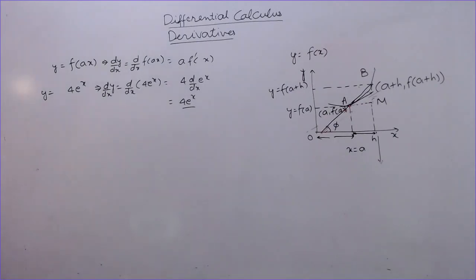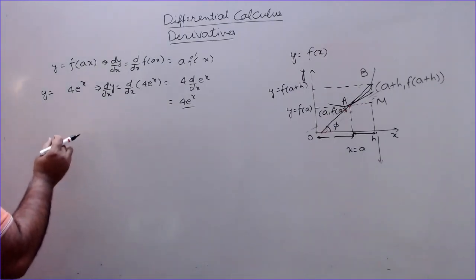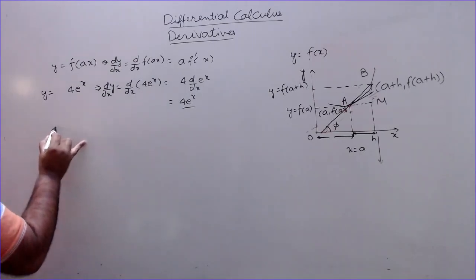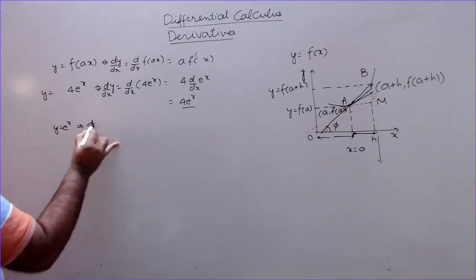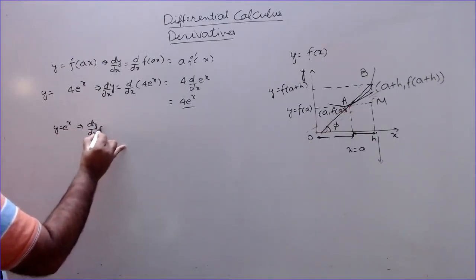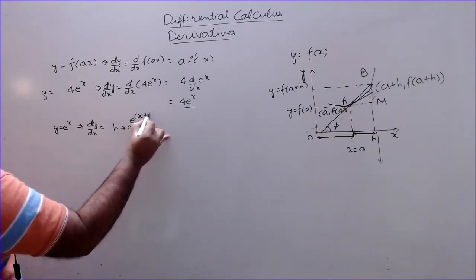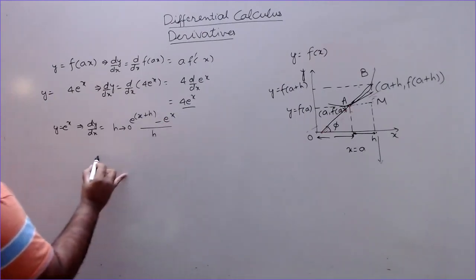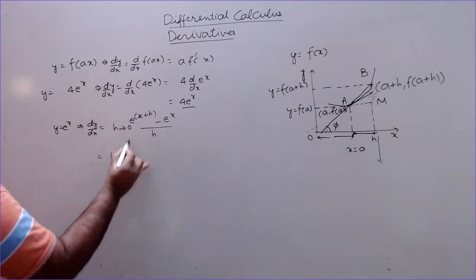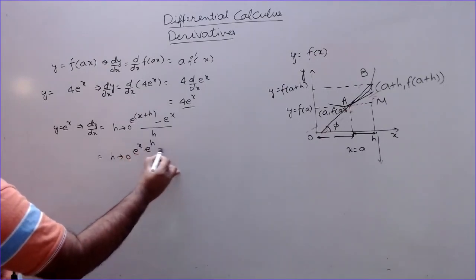Now we have used the function exponential x. Let us find the derivative of this using the first principle. So y is equal to exponential x. So this gives dy by dx is the limit as h tends to 0 of e to the power x plus h minus e to the power x, divided by h. E to the power a plus b is e to the power a into e to the power b.